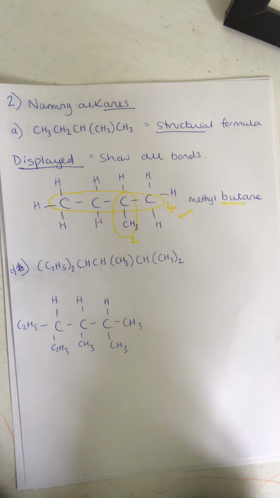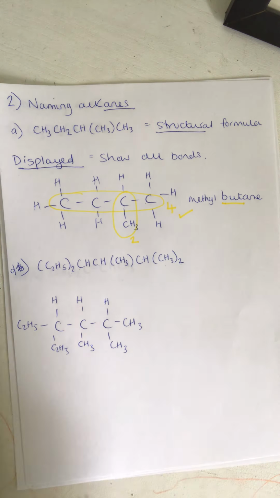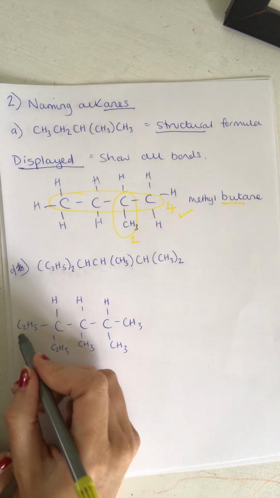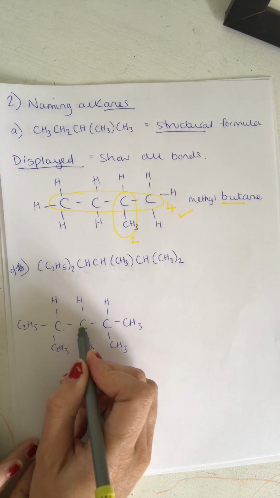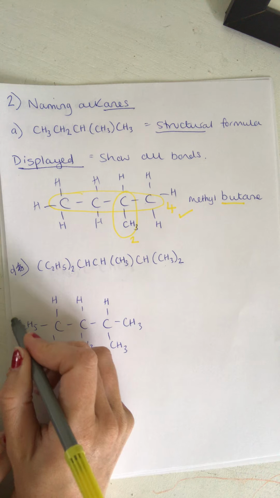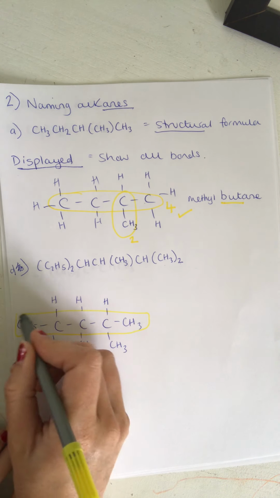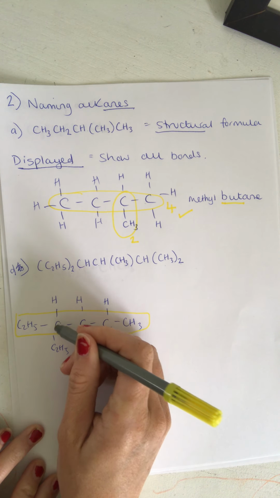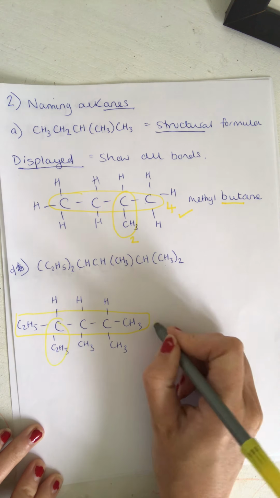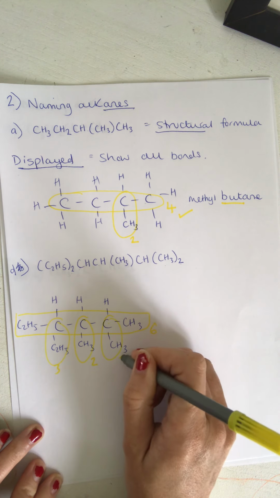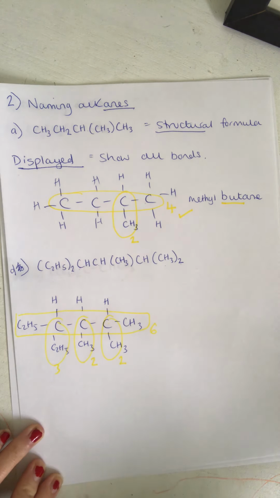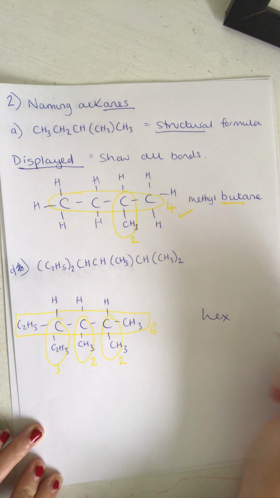Now here, actually, what we've got is C2, 1, 2, 3, 4, 5, 6. So we've got a chain there. We've also got a chain here, 1, 2, 3. So I'm going to put 6 there, 3 there, chain there, that's 2, chain there, that's 2. So that is our longest chain, making the stem of it hexane.